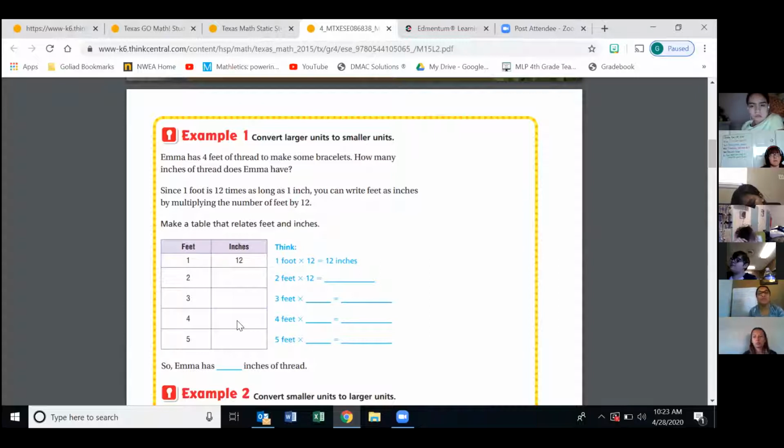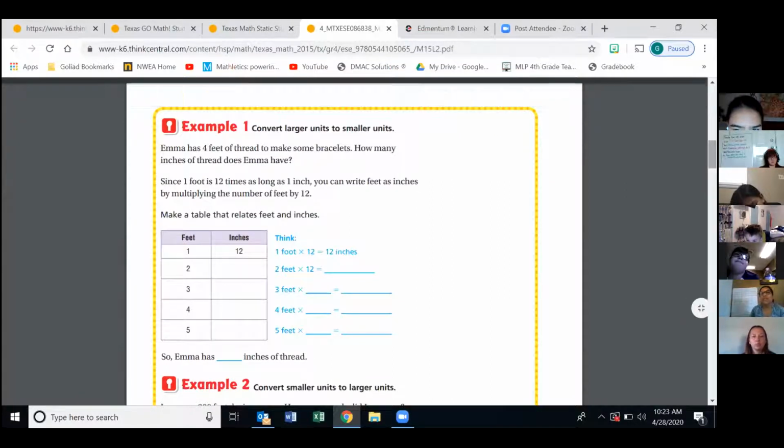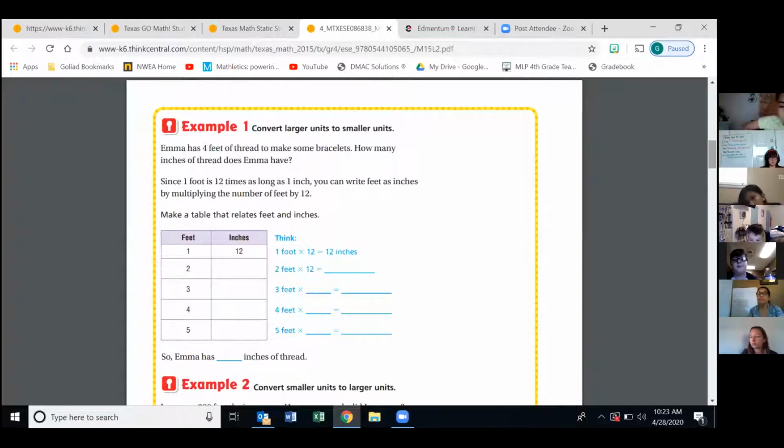It tells you what to do, boys and girls. It says to multiply feet by 12. So you told me that 1 foot times 12 equals 12 inches, correct? But what do they want to know? What is the question asking you to tell me? Layla? What is the question asking you to tell me? So Emma has how many inches of thread?